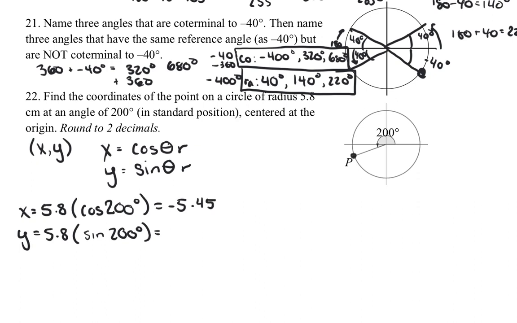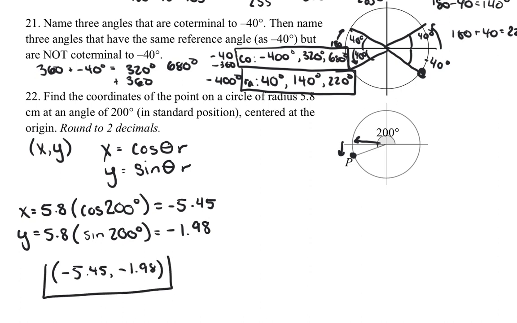And that makes sense because we should be at a negative x here. And we should be at a negative y because we're going down. So for y, same thing, 5.8 times sine of 200 degrees. And that's going to be negative 1.98. So our point, combining our two answers, is going to be this.